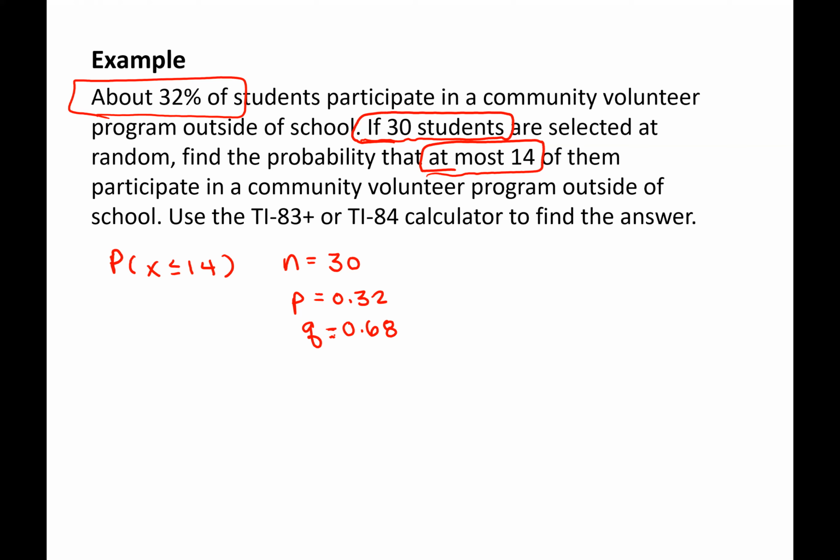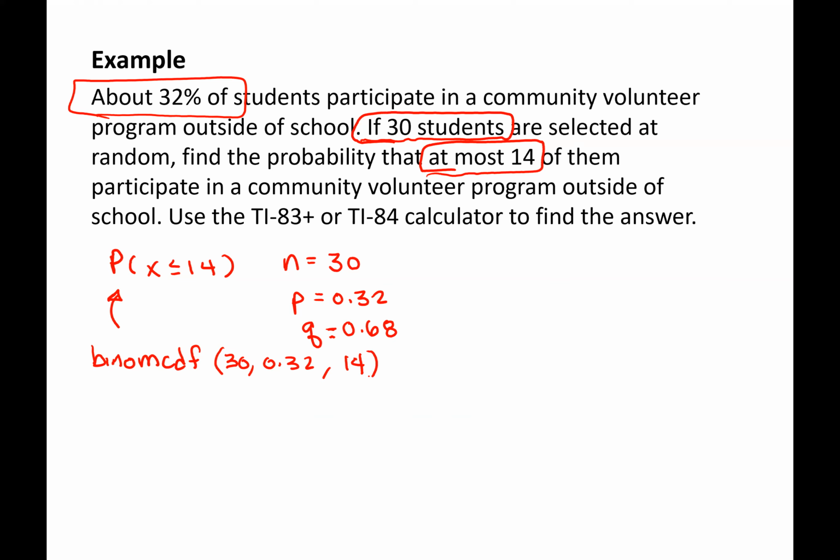Okay, so what we need to do is go to our calculator, and this is going to be a cumulative. So we're going to use a binomCDF, and we're going to put in that our trials are 30, our probability of a success is 0.32, and we're going to look at x less than or equal to 14.